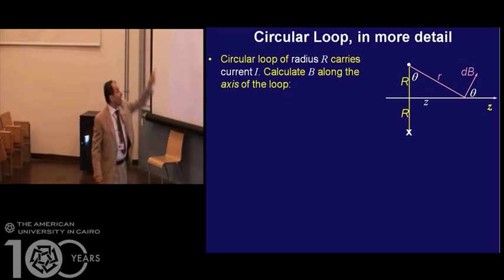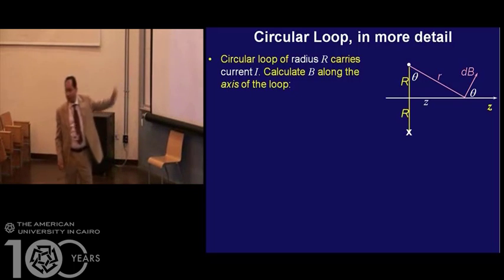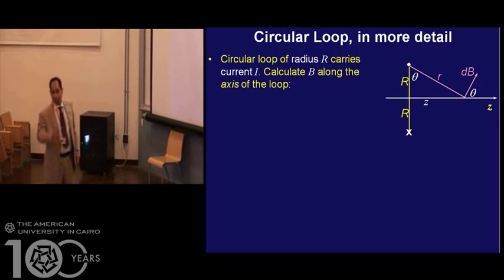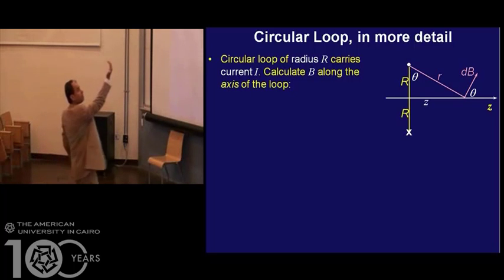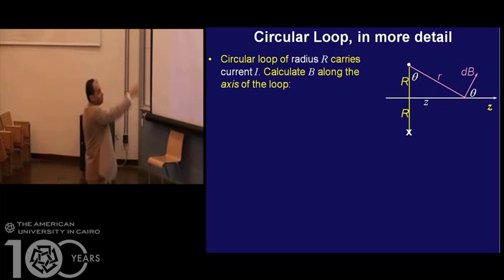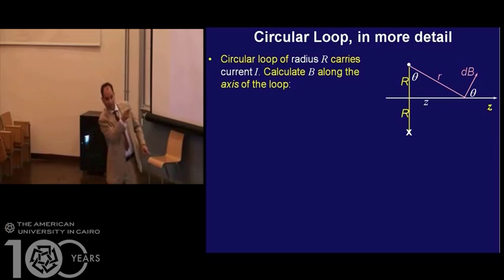So I have a loop. This is the yellow line. Current goes from the top and goes into the bottom. So this is the loop. It comes like this. It's a circle. And I want to calculate the magnetic field in here.